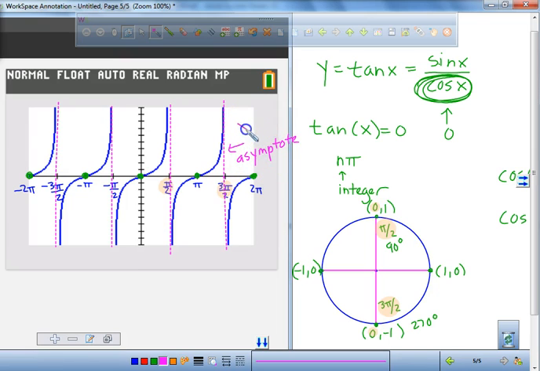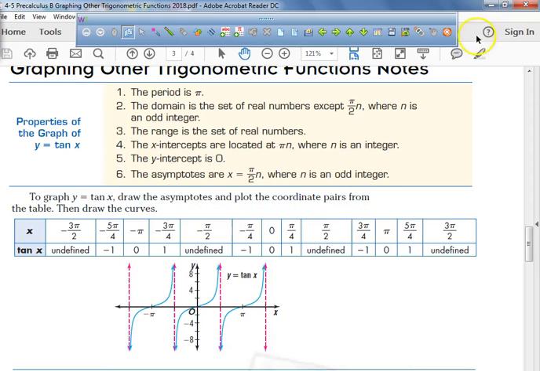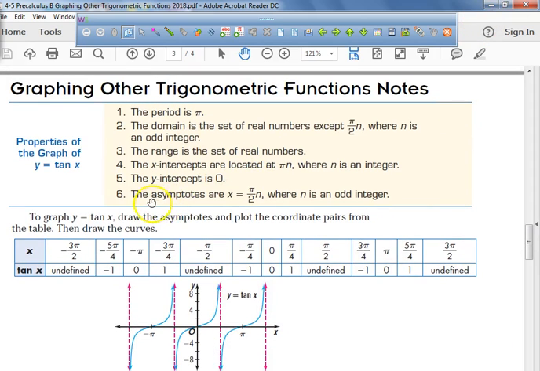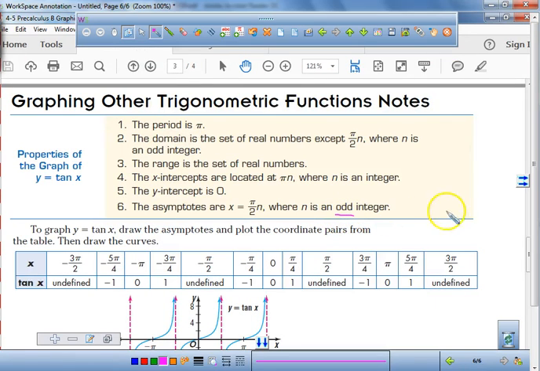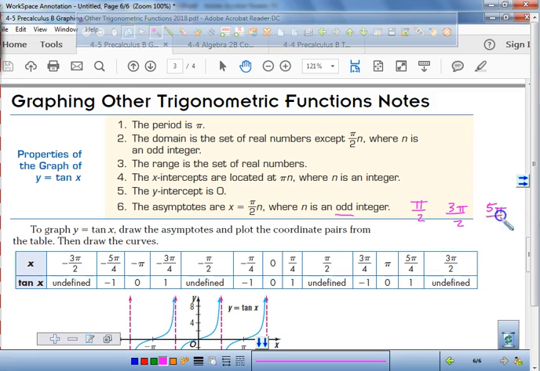Where is the asymptote located? When x is equal to 3 pi over 2. So if we look at your notes right now, it says the asymptotes are where x is equal to pi over 2 n, where n is an odd integer. So what are my odd integers? 1 pi over 2, right? 3 pi over 2. What else? 5 pi over 2. And these could be plus or minus. So that's where all the asymptotes are located.